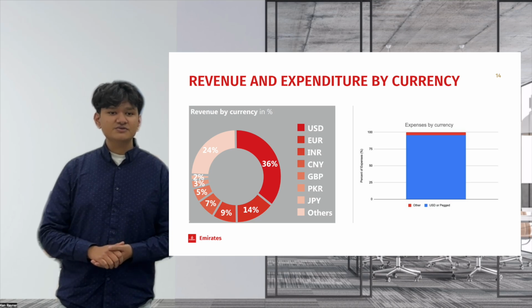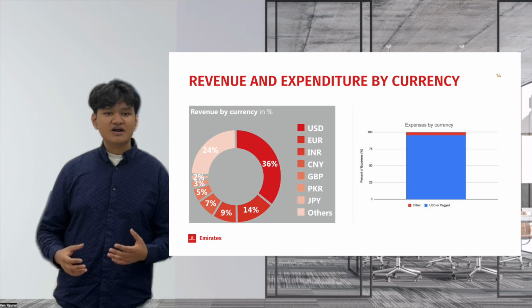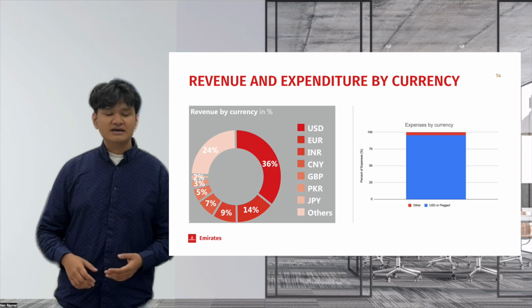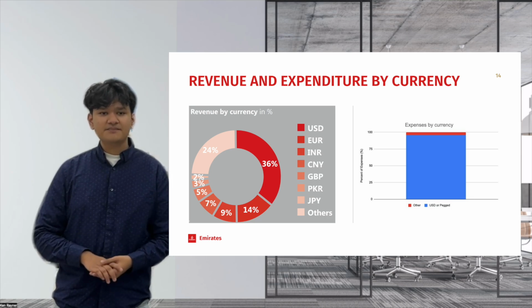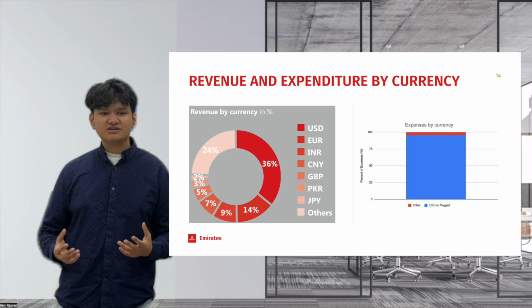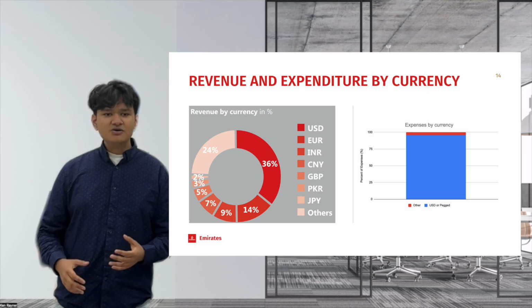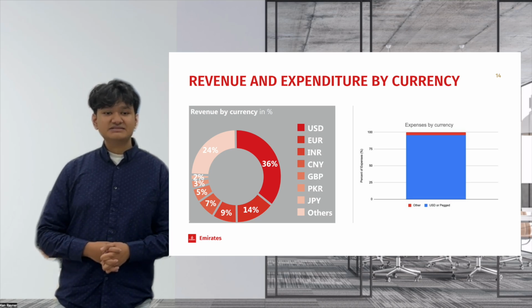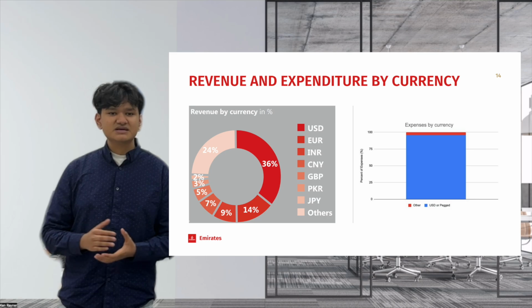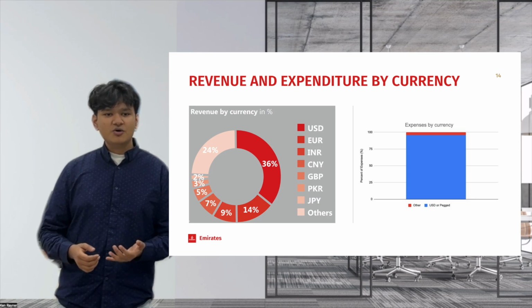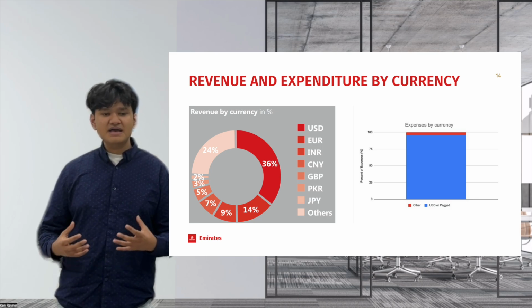Firstly, looking at revenue, Emirates receives transport revenue from a variety of different currencies across the world, including the US dollar, the euro, the Indian rupee, and the Chinese yuan. As such, exchange rate volatility will impact the apparent revenue that Emirates will receive. Now, looking at expenses, Emirates states that 96% of its expenses are denominated in USD or pegged to the USD, making it the main exposure.